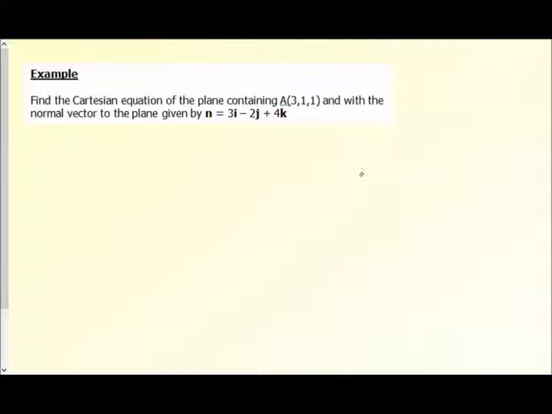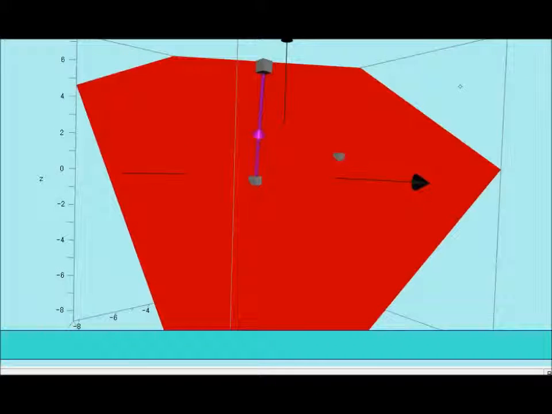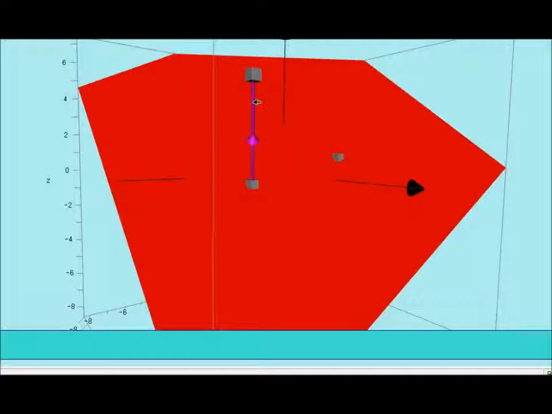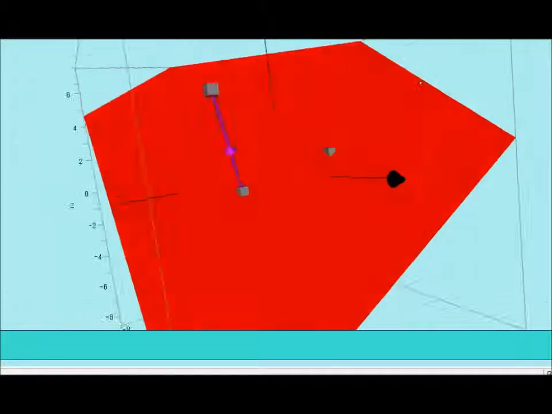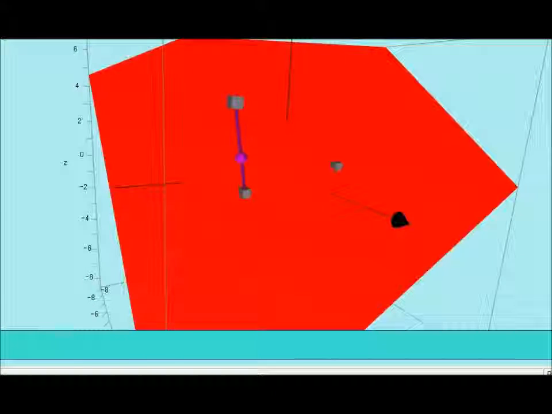First question. Here we've got to find the equation in Cartesian form of a plane that contains a point and it's got the normal vector 3i minus 2j plus 4k. So that would look like this. There's my point, that's my normal vector to the plane, and the plane is there for us. What we've got to try and do is somehow find the equation of that plane.